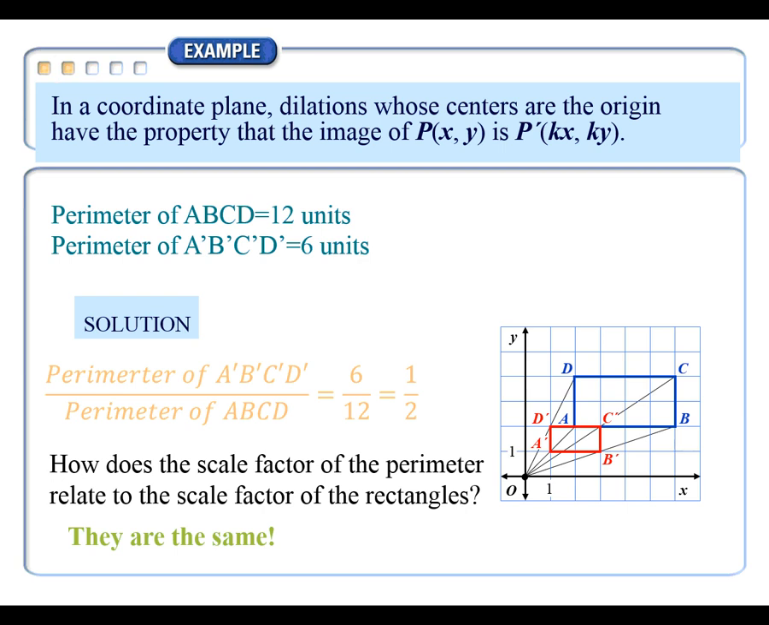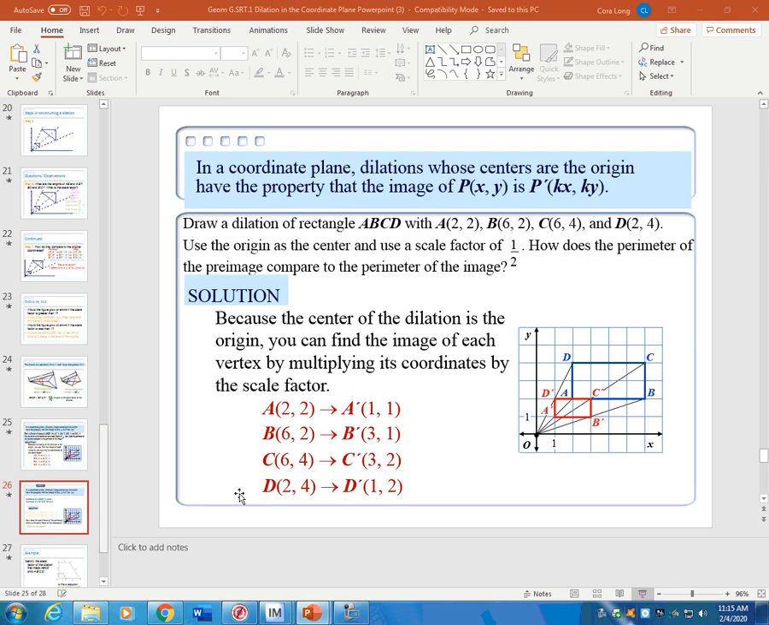Now example 5, you'll be identifying the scale factor of the dilation that maps ABCD onto A prime, B prime, C prime, D prime, and also determining if it's an enlargement or reduction. So get excited for that.